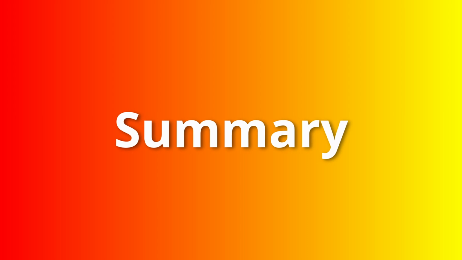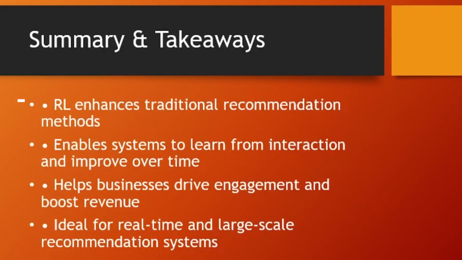Now it's time to summarize what we have covered today. Recommendation systems are essential for digital businesses. They help users find what they want and drive revenue. Traditional systems are effective, but reinforcement learning adds dynamic intelligence. RL helps models learn from real-time feedback, adapt to user behavior, and improve over time. Companies like Netflix, Amazon, and Spotify are already using reinforcement learning to personalize and optimize recommendation systems. So if you are building a smart app or platform, integrating reinforcement learning can truly elevate your experience and business outcomes.